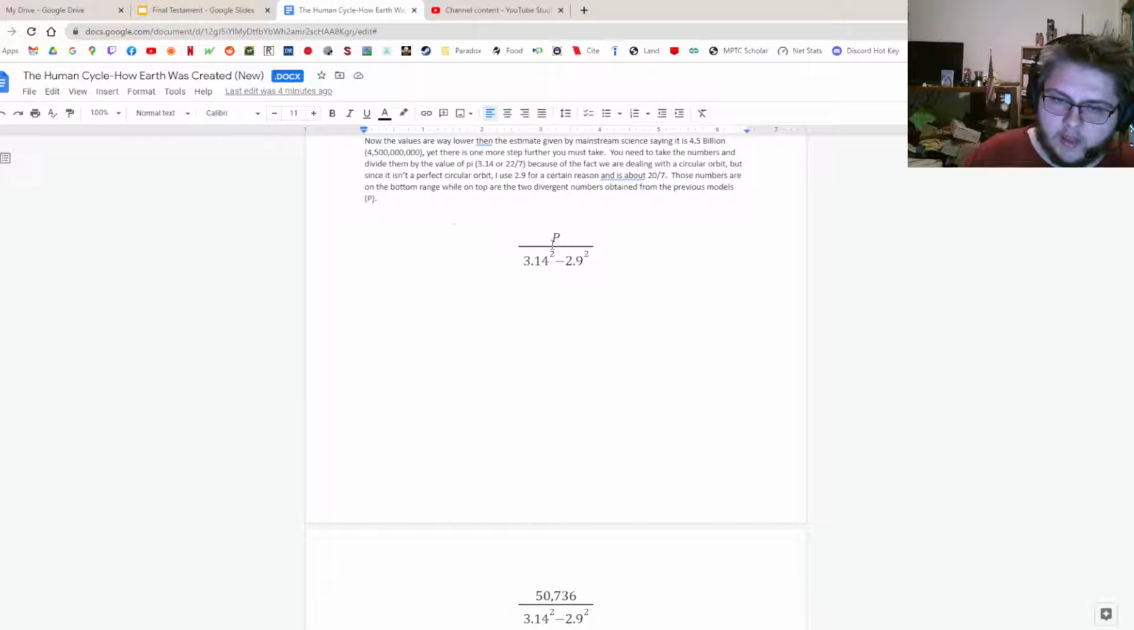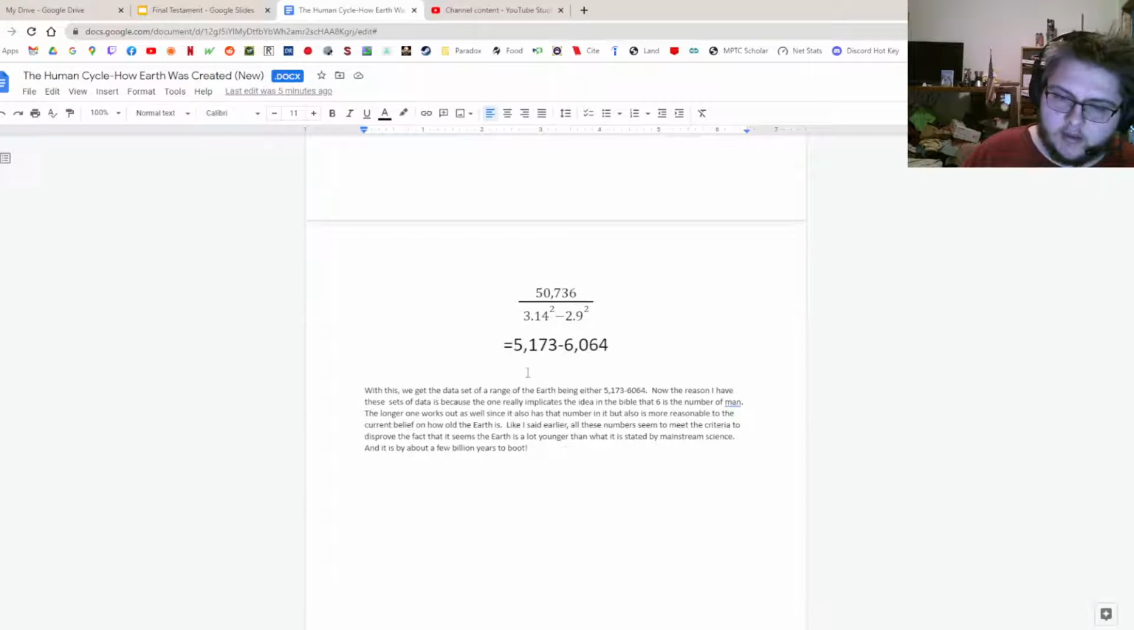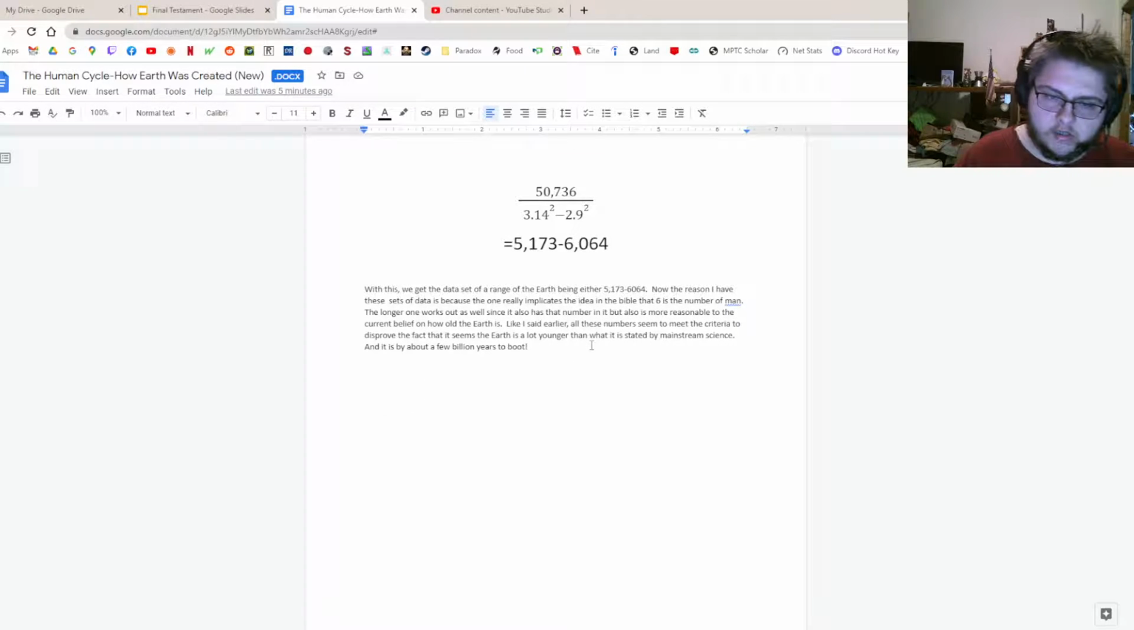You take the last number, which is p, divided by 3.14 squared, or 2.99 squared. You do that and you get either 5,173 or 6,064. With this, you get the data range of the Earth being either those years old when it was last in lunar contact with the Earth.